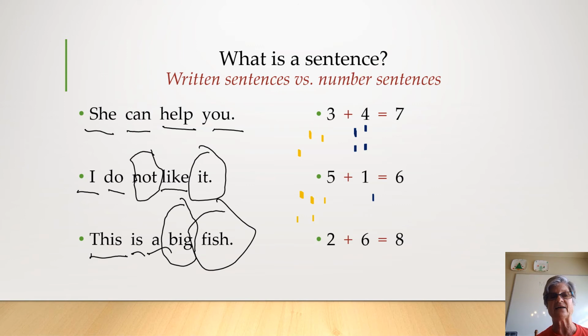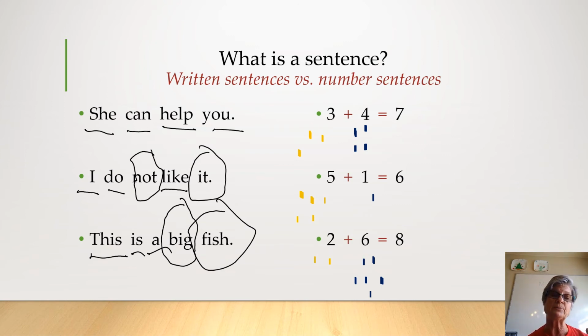Now let's look at the last one. It is 2 plus 6 equals 8. Again, we have 2, so I'm going to make 2 dots plus 6. So I'm going to make 6 dots. 1, 2, 3, 4, 5, 6. And we're going to count all the dots together. So we get 1, 2, 3, 4, 5, 6, 7, 8. So 2 plus 6 equals 8.